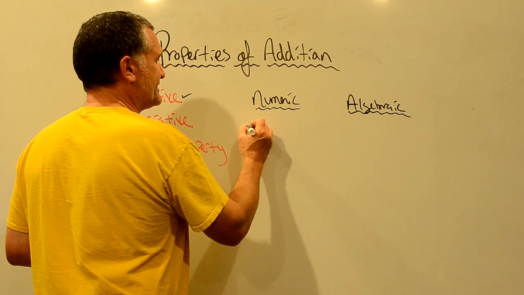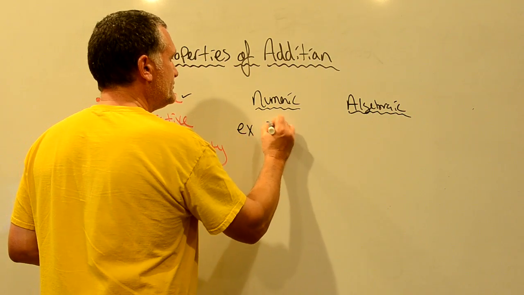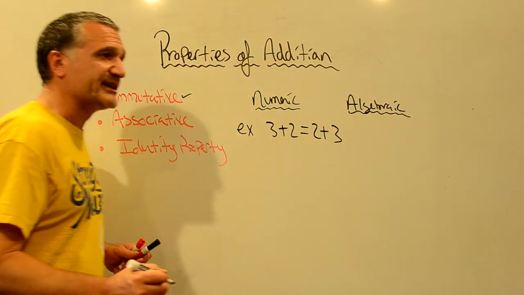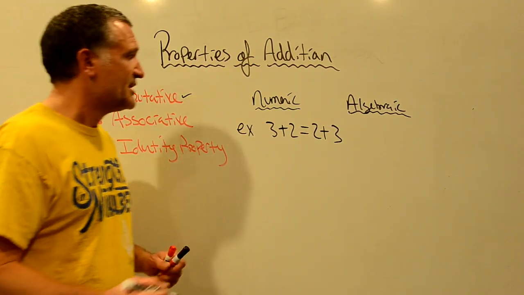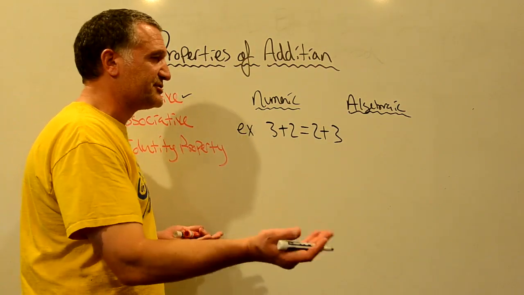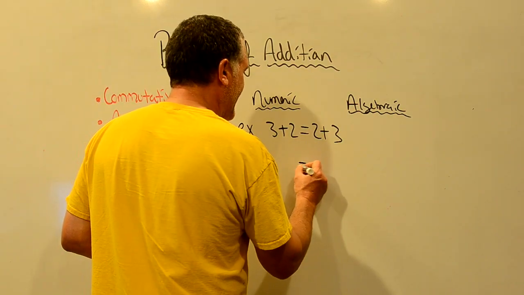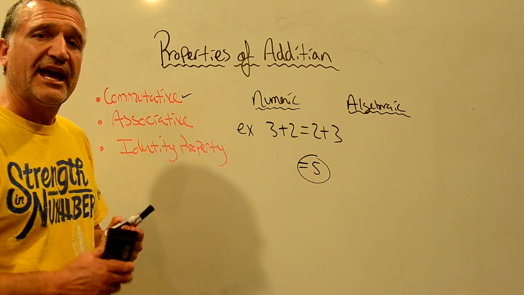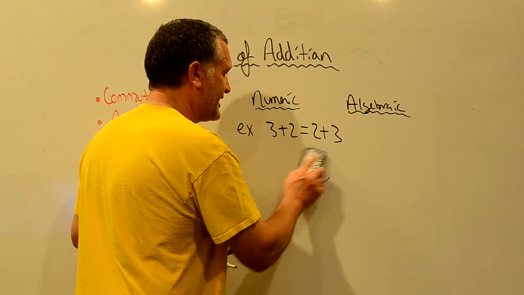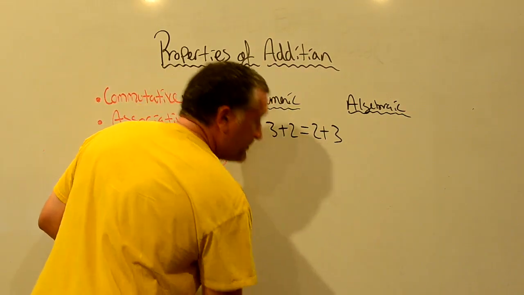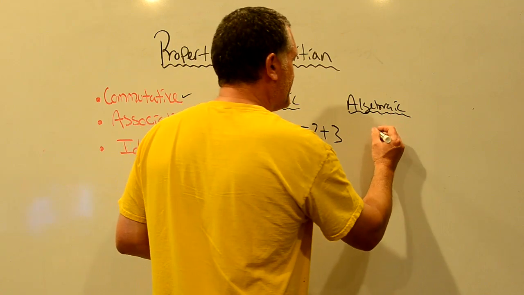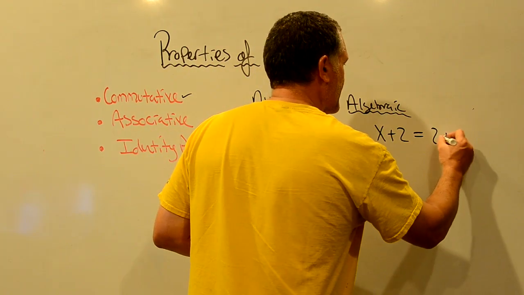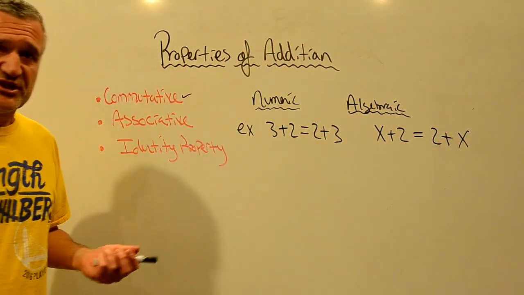A numeric example, for example, would be 3 plus 2 could be re-expressed as 2 plus 3. All we're doing is changing the order of our terms. Now obviously, if we have a numeric statement, 3 plus 2, 2 plus 3, both of these of course add up to 5 in simplest form. But the important part is for you to understand that you can add in any order you want. It does not make a difference, okay? An algebraic example of this would be x plus 2, and that is equal to 2 plus x. Again, all we're doing is changing the terms.